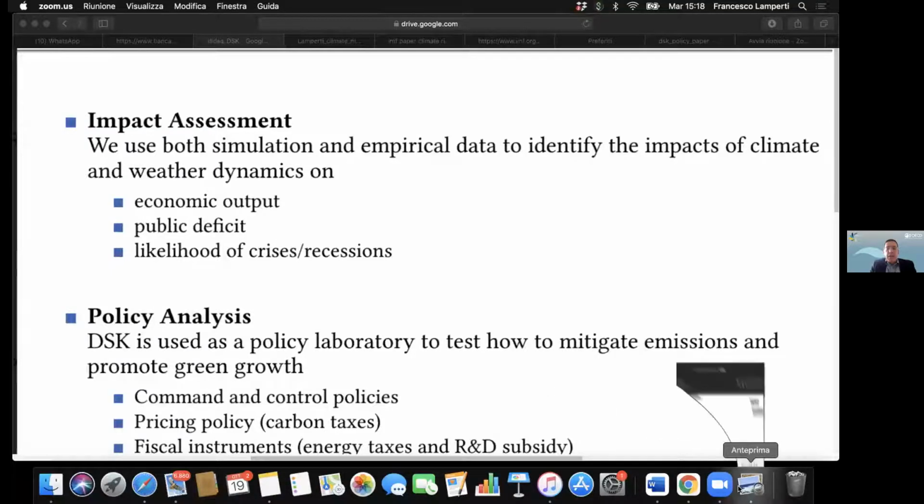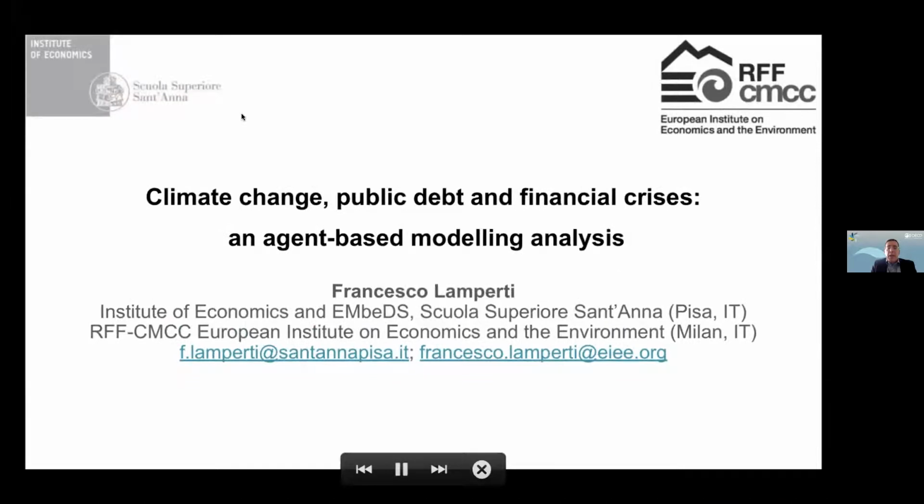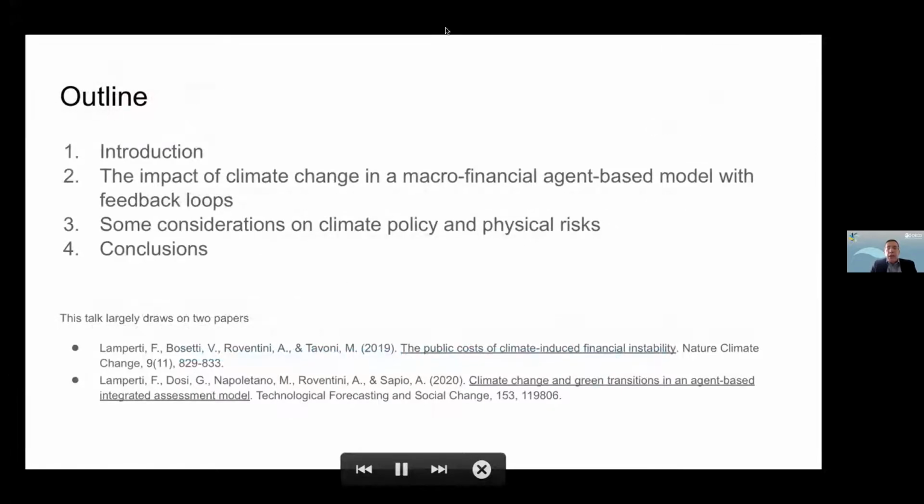Great. Okay. Thank you. That's very clear. Okay, let's move on to the final paper of the session, and the presenter is Francesco Lamperti, who is an assistant professor at the Institute of Economics at the Sant'Anna School of Advanced Studies in Pisa, where he coordinates the Complexity Modeler Society. He's also a scientist at the European Institute on Economics and the Environment in Milan. His research interests focus on the intersection between macroeconomics, finance, and climate change economics. And that's what he's going to talk to us about today.